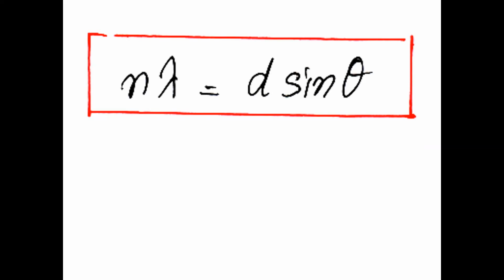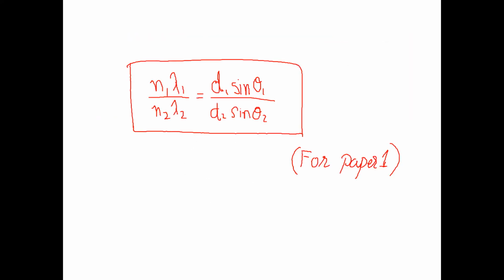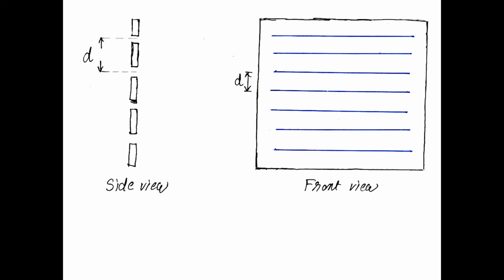Formula: n lambda is equal to d sine theta. n is equal to fringe order, d is equal to slit separation, theta is equal to angle of deviation. This is a combined formula. Now, d is the separation between two slits. d is the separation between two successive slits, the same as a in Young's double slit.